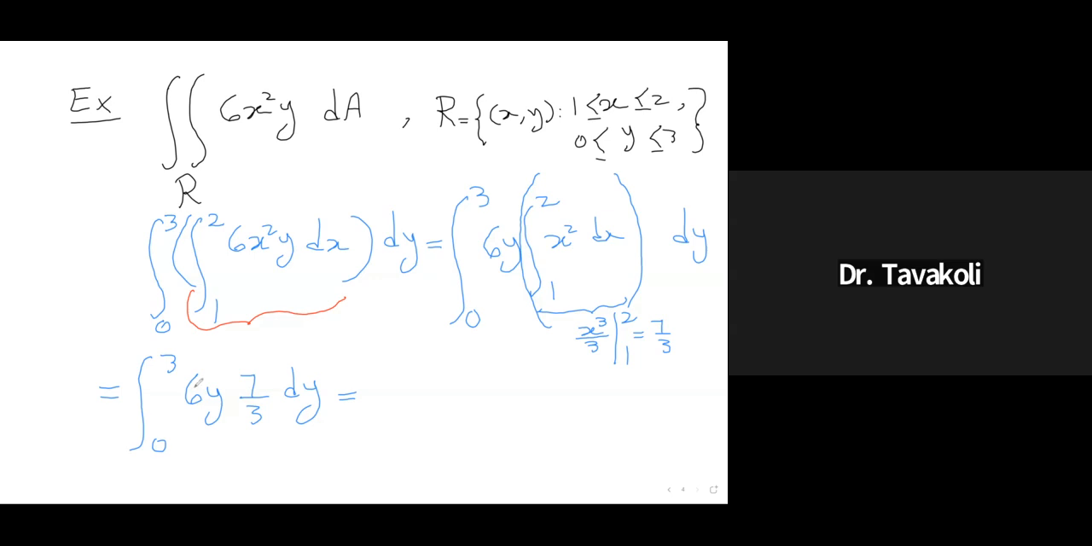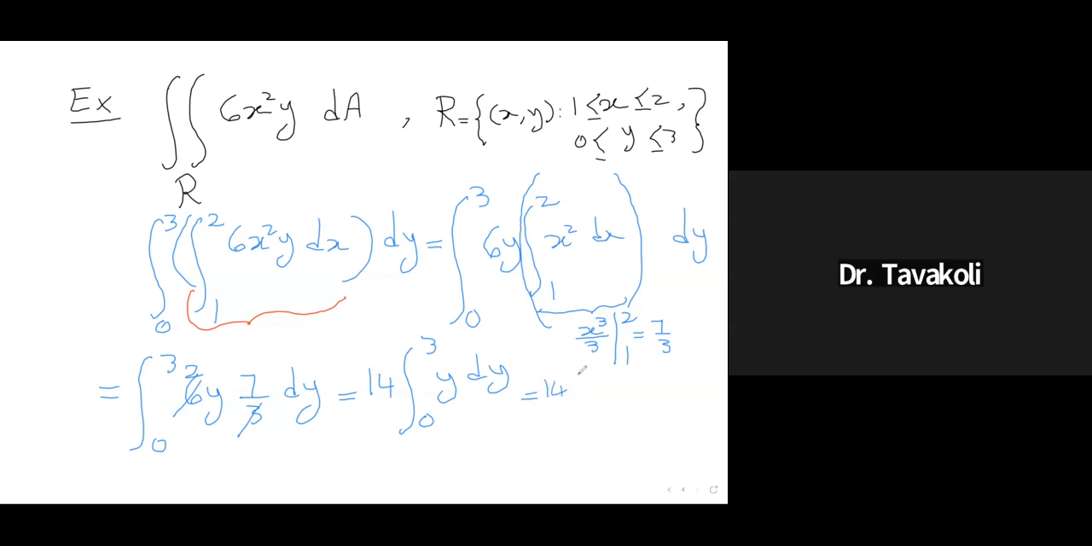I can simplify this more. 6 over 3 is 2. 2 times 7 is 14. 14 is a constant and can come out of the integral. So the integral from 0 to 3 of y dy. This is like an integral at the level of calculus 1.